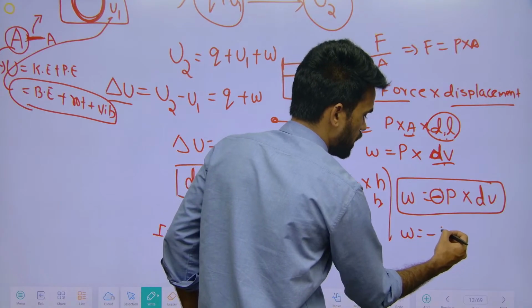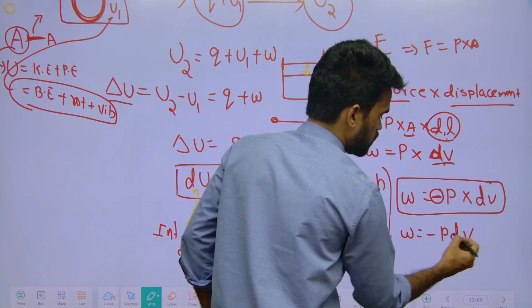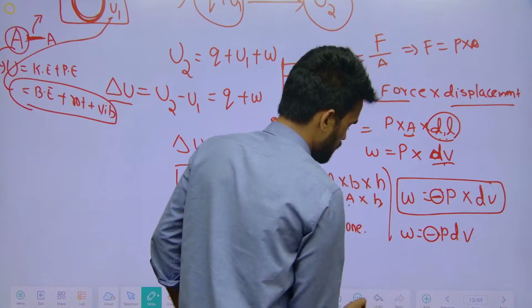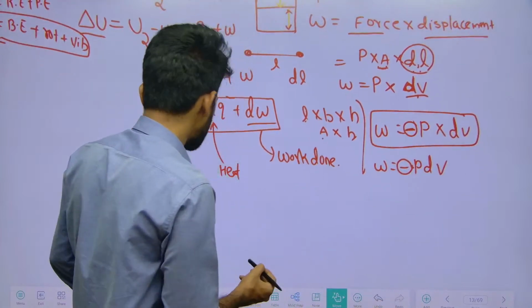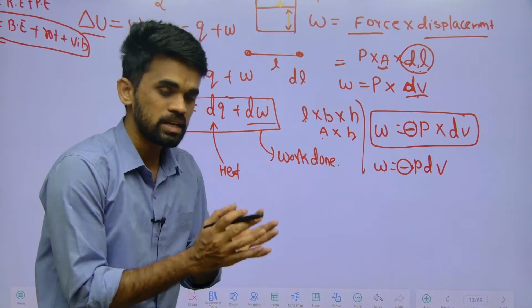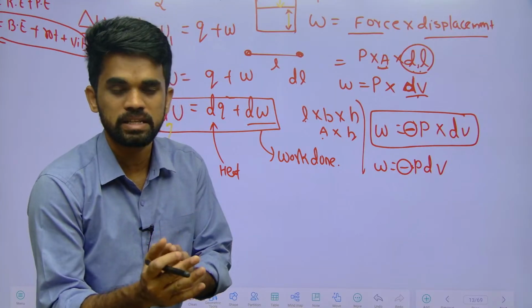W equals to minus P dV. So what is the use of this minus symbol here? It explains that work is done by the system. If work is negative, that is work done by the system.